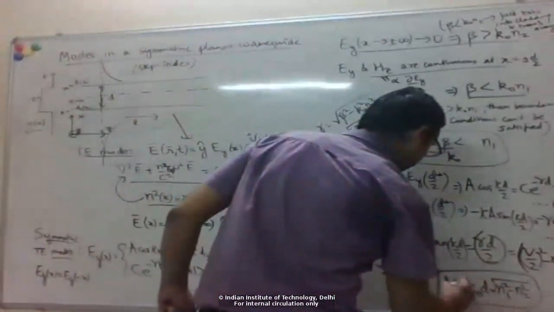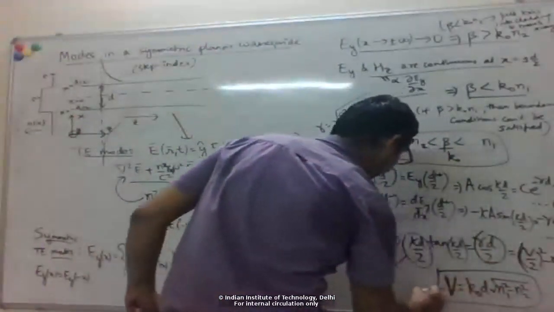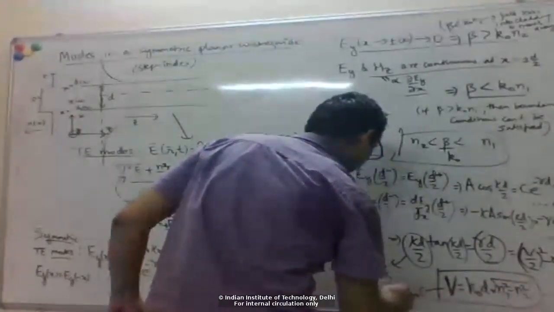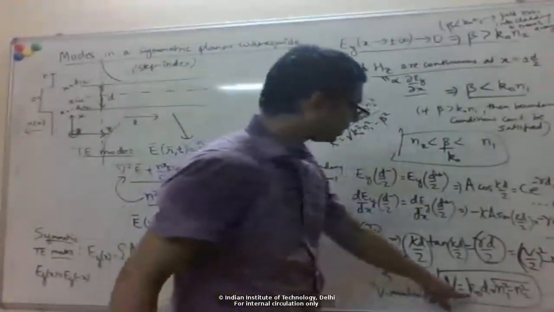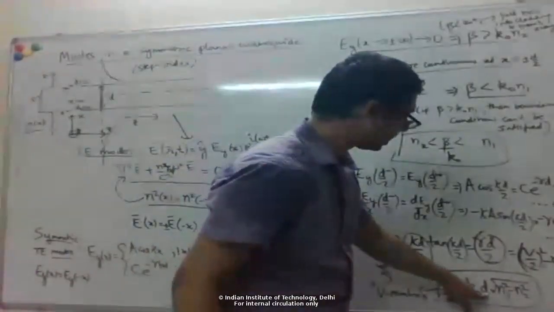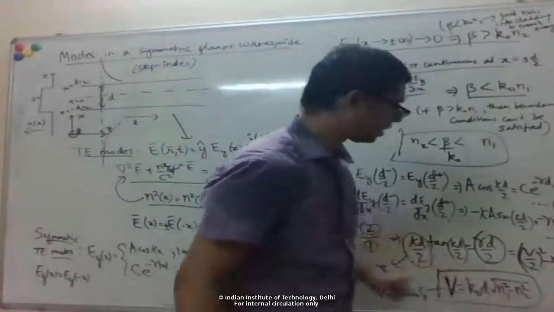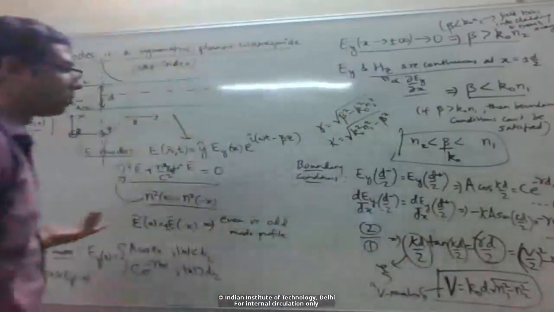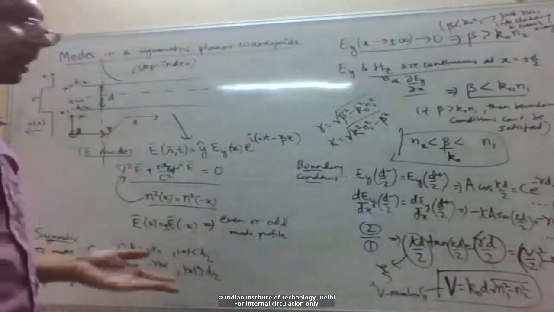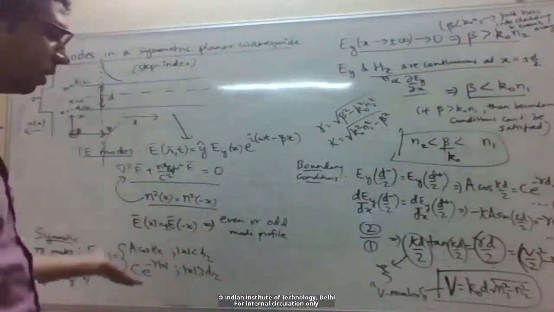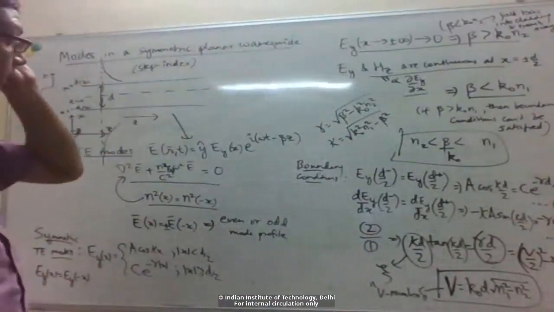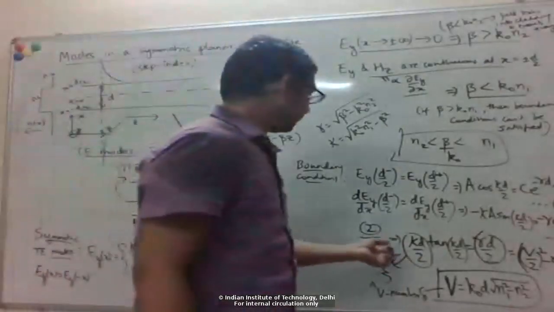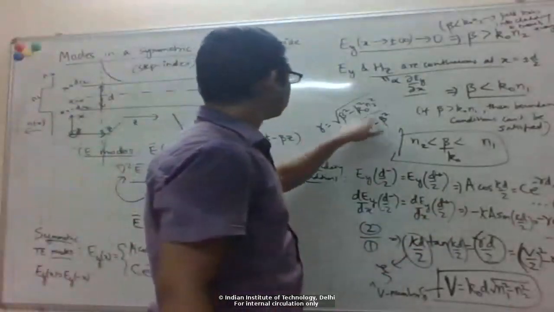Right, so this is denoted as the V number of the waveguide. You can see this constant just depends on waveguide parameters. d is the thickness of the slab, n1 and n2 are the refractive indices, k naught is 2 pi by lambda, where lambda is the wavelength of the mode, which is again a parameter under our control. And then kappa and gamma depend on the solution beta.